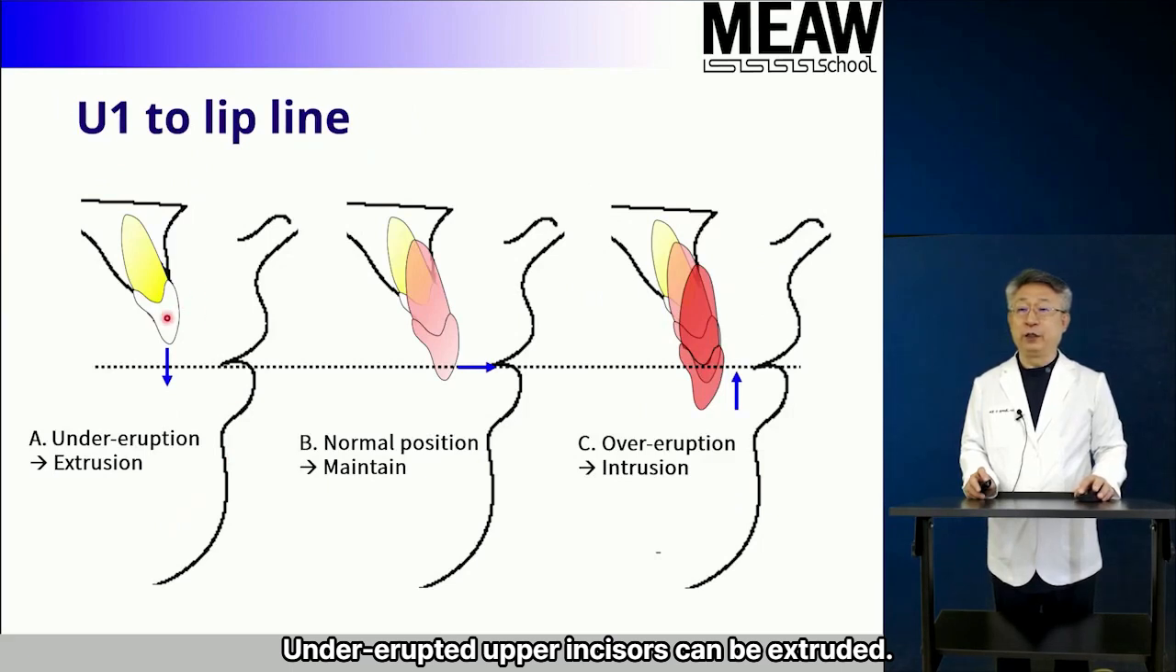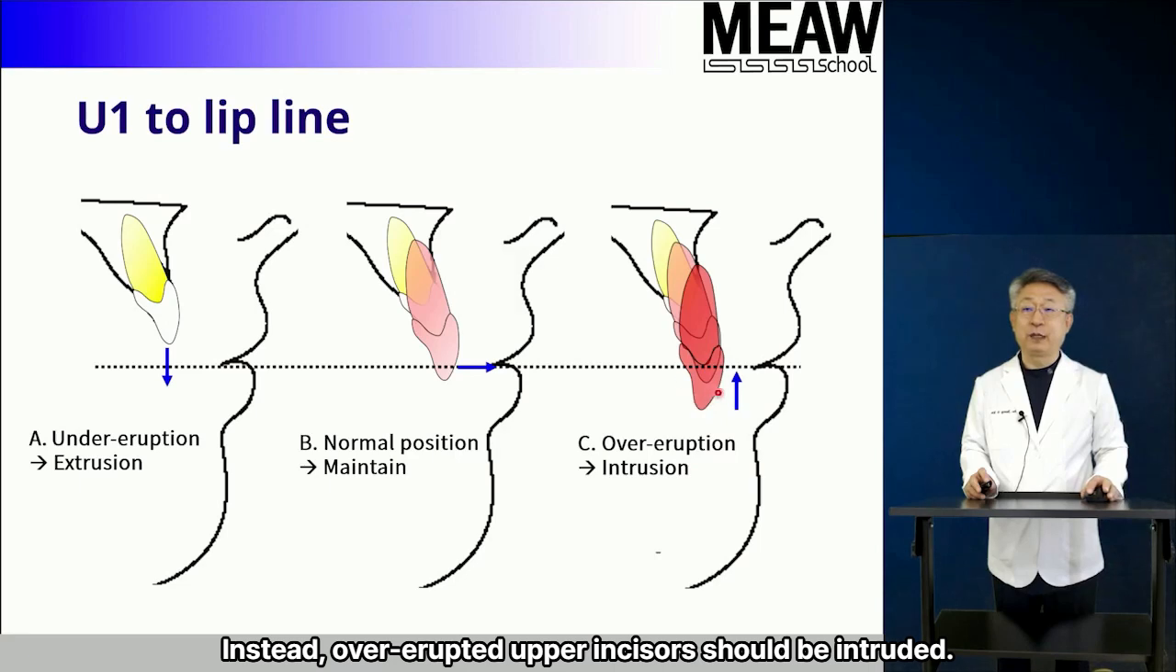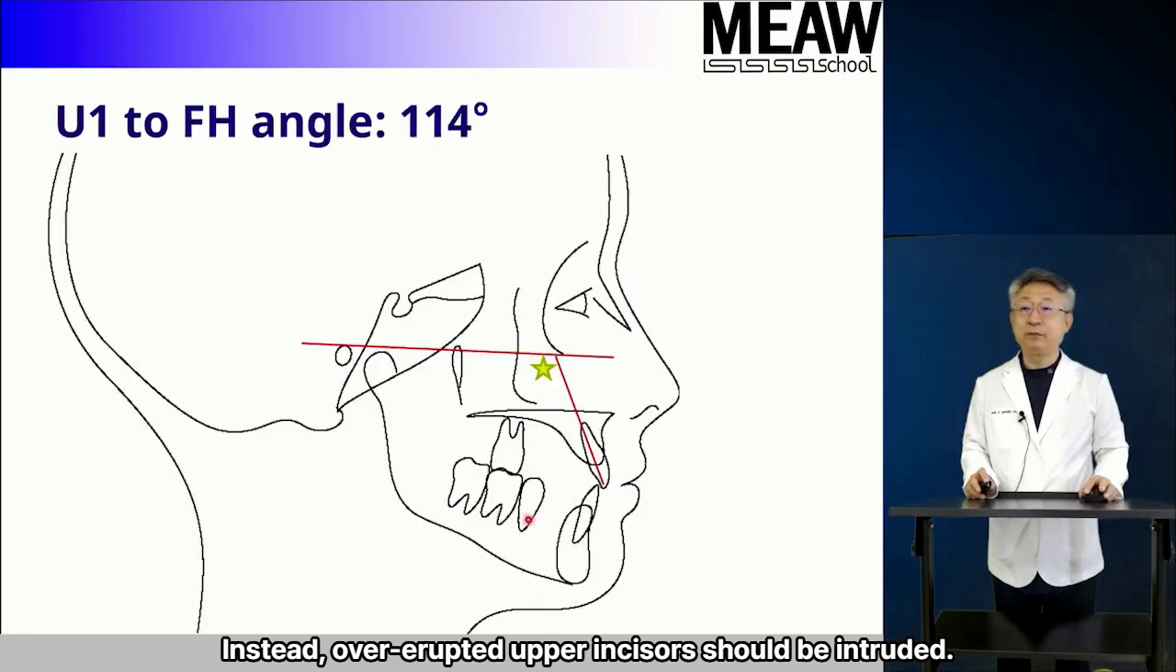Undererupted upper incisors can be extruded. But if they are overerupted, they must not be extruded even if the malocclusions appear to be similar. Instead, overerupted upper incisors should be intruded.